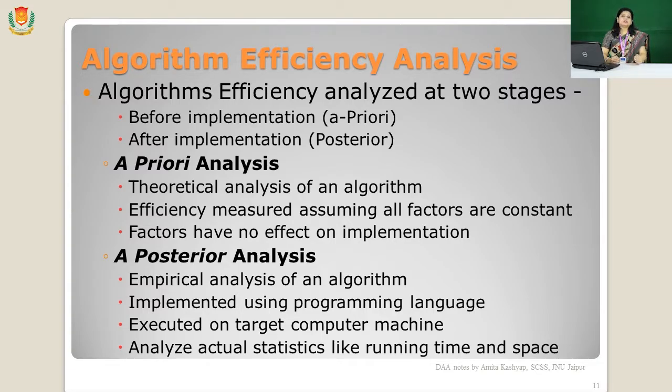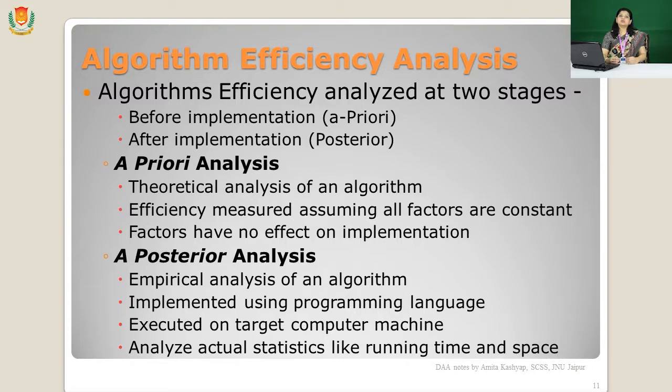The other kind is where we implement the algorithm and then start analyzing it. That method is called a posteriori analysis, which is empirical analysis. Here we implement the algorithm using some programming language. Once we write the code, it will have a size in terms of the number of instructions in the program, and then we execute that program.